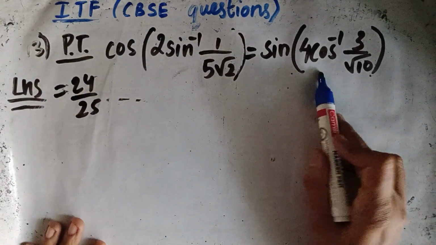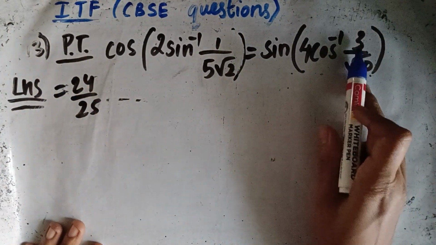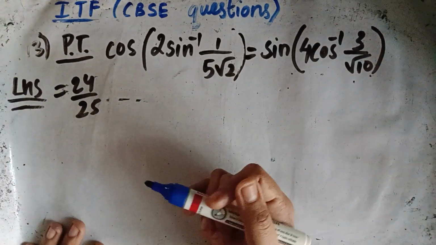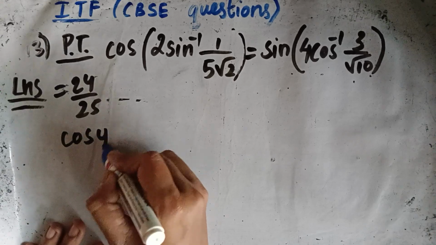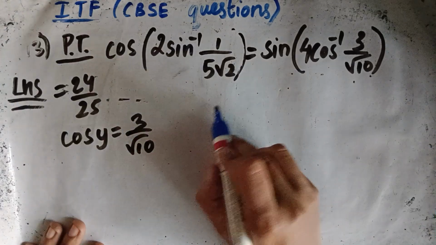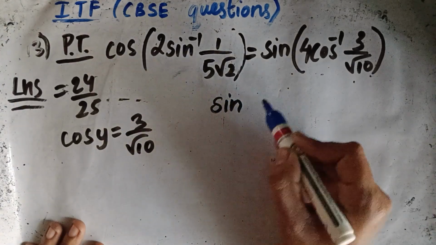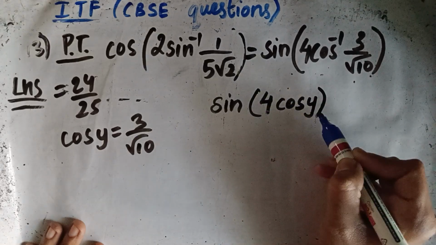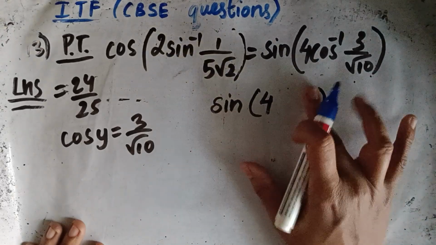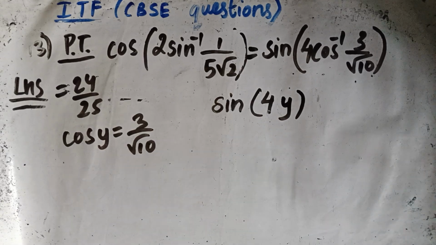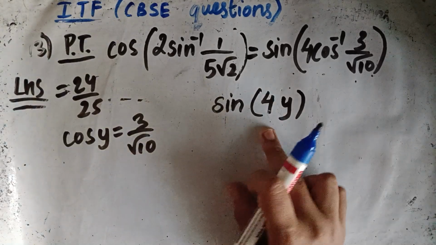Now we have to find RHS. So again you have to take cos inverse 3 upon root 10 as some x. Okay, I'll take it as y. So cos y is 3 upon root 10. Okay. Now we have to find the value of sine 4 cos y. This is y. Okay. Sine of 4y you have to find. So here we will need sine of y.